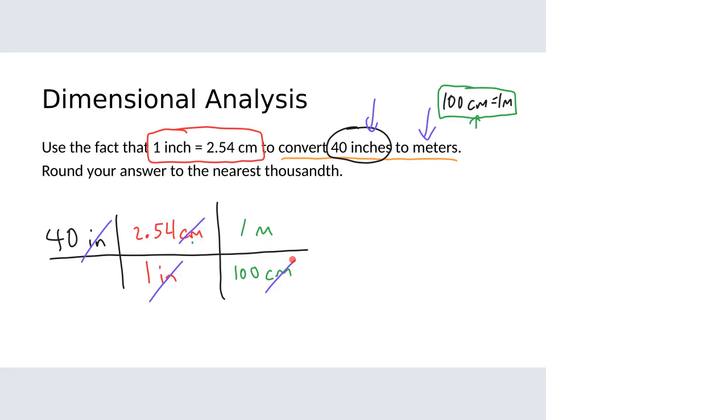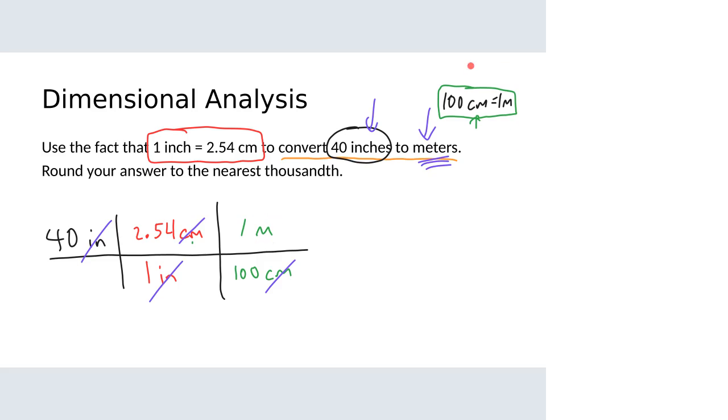As I look at my units, I started out with inches. I used this unit fraction here, and then I had centimeters. Now I've used this unit fraction here, and now I have meters. And the problem told me to convert to meters. So what that means is I'm done. I've done all the unit fractions I needed to do because the units are where I want them to be.